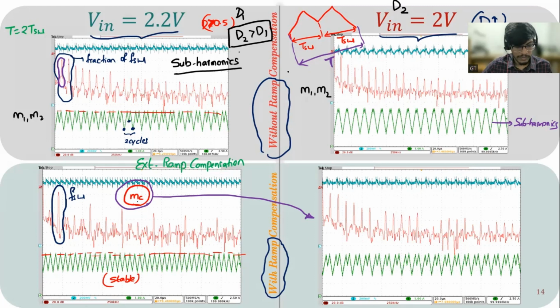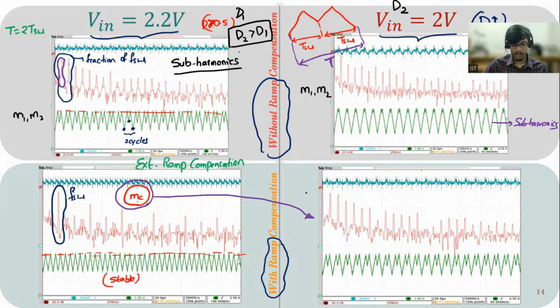Is that clear? Sir, can we compensate the ramp dynamically? Yes, that is also possible, but your code has to include that. It has to calculate how much ramp compensation is needed, and it has to provide that ramp compensation.